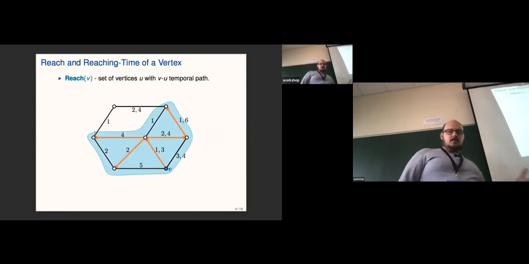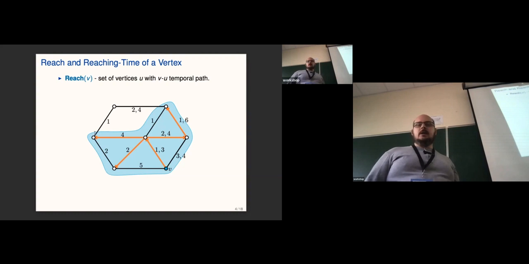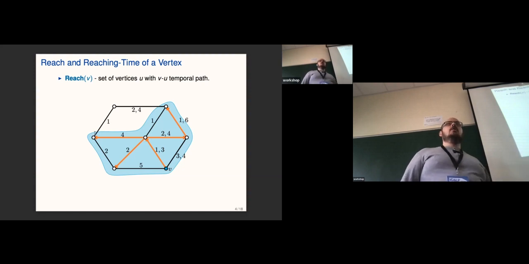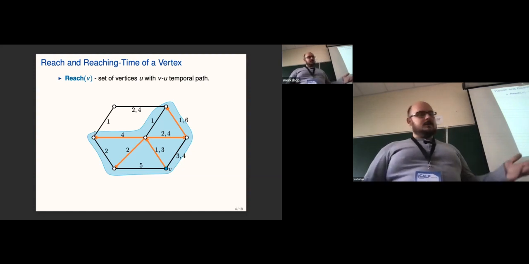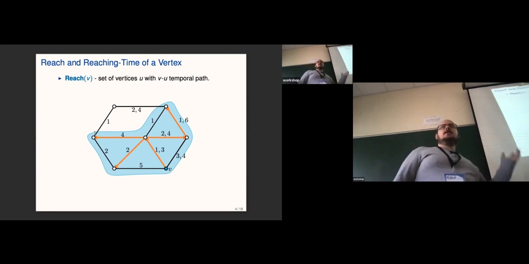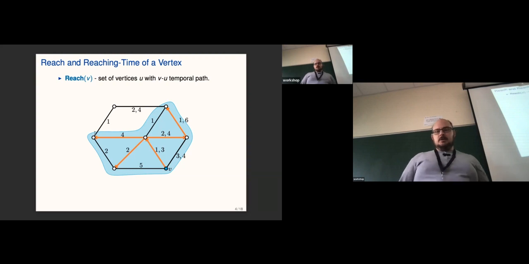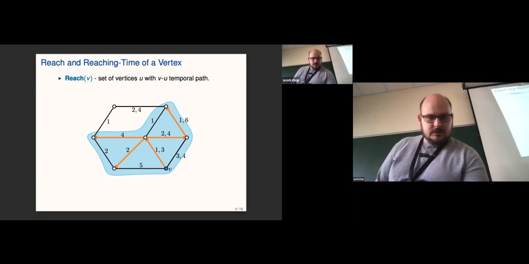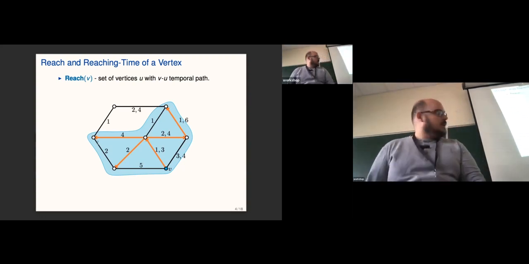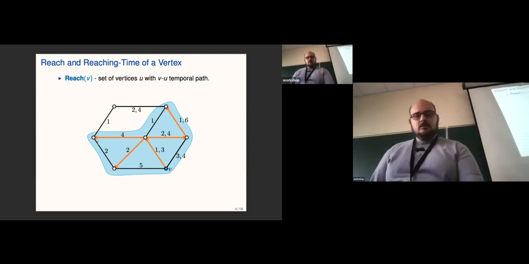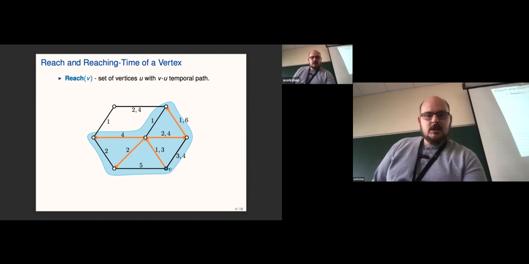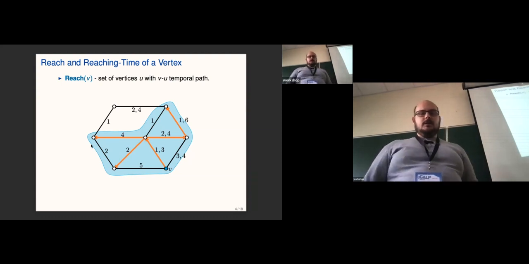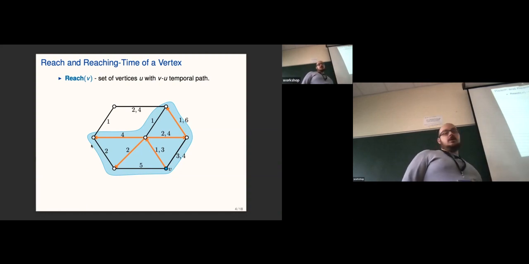Now, instead of just a path, we were studying reachability from some set of source vertices, and reach time to all vertices from this source. So first, the reach of some vertex is just the set of vertices we can reach by some temporal path. So for example, we can reach this vertex here by taking first the edge at time one from V to the middle vertex, and then the edge at time four left. And we can never reach the top vertex.